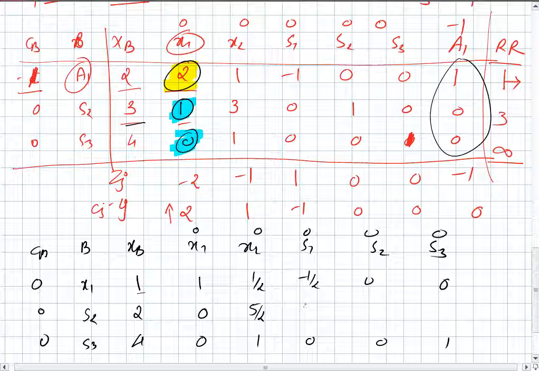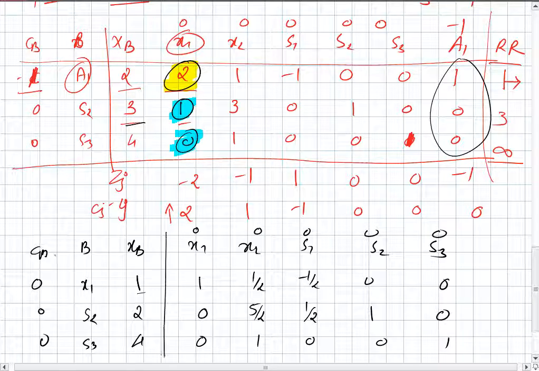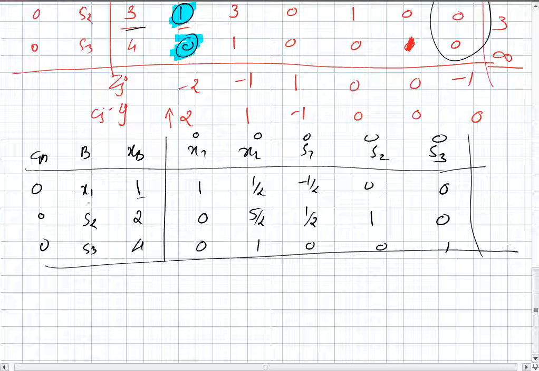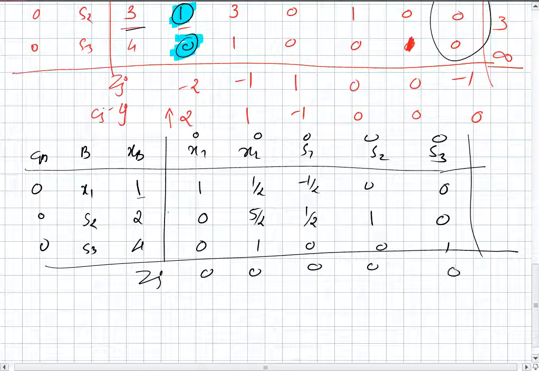0 minus half is half, 1 and 0. So we are having this as the next simplex table. Now again evaluate Zj and Cj minus Zj. But observe that here all the coefficients of the available variables are 0. So Zj will be 0 and Cj also 0. So Cj minus Zj is also 0.